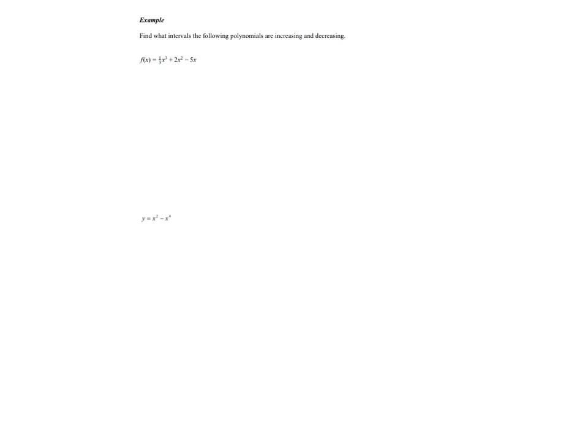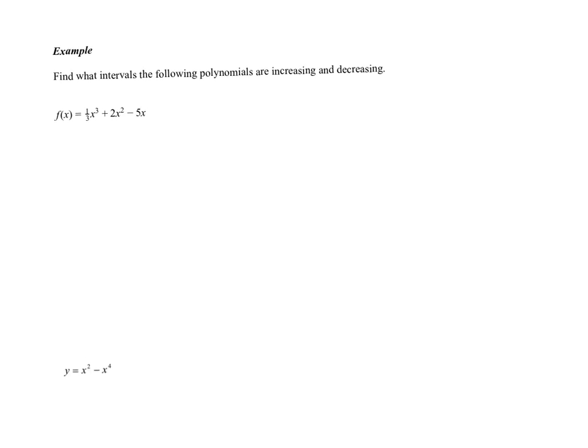So in this case, it says, what intervals are the polynomials increasing and decreasing? And then we could, of course, check this with the graphing calculator. So we know it's increasing when the derivative is positive, decreasing when the derivative is negative. So the first thing I'm going to probably find is the derivative. So f prime of x is going to be x squared, because we bring the 3 down. 3 times 1/3 is 1, 1 less power, plus 4x, because we can bring the 2 down, minus 5. So we want to know, when is this positive, when is this negative?